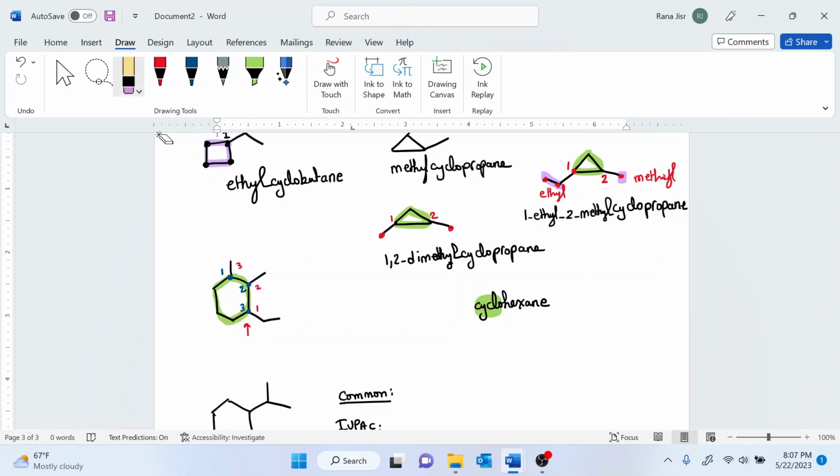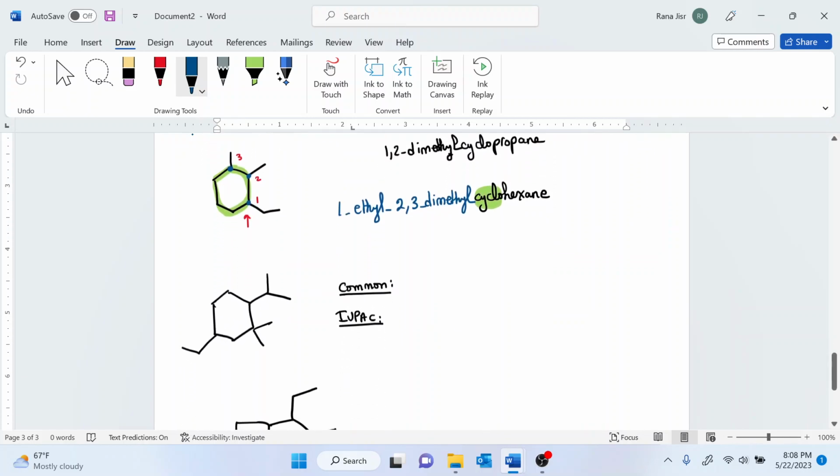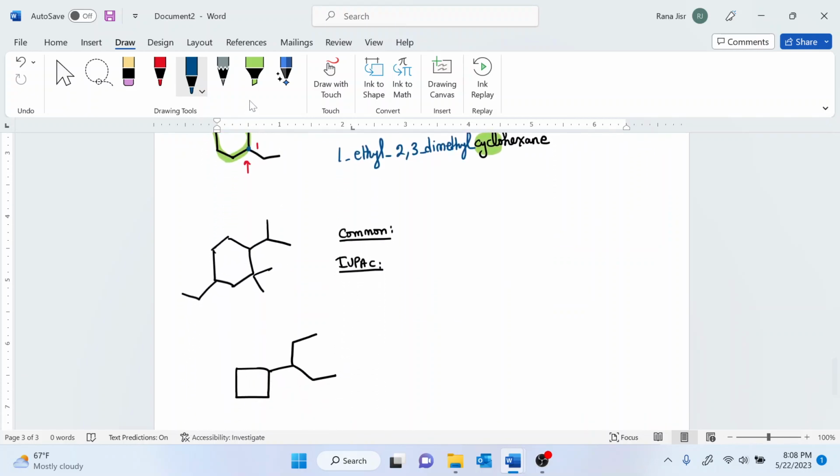And now your numbering is going to be 1 for the ethyl and 2, 3 for the dimethyl. So the name is going to be 1-ethyl-2,3-dimethylcyclohexane. This is a tetra-substituted cycle. So again, count the carbons in your cycle. Your ending is going to be a cyclo.